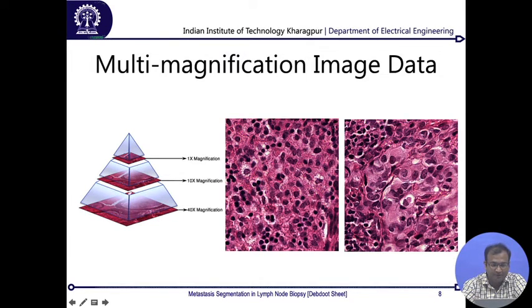Now if you carefully look over here, I have it at 2 different magnifications shown. At a much lower magnification you would see a whole jumble of cells and nuclei, and just one level up of magnification it becomes much clearer. And this is the kind of interesting way in which the whole data is available.